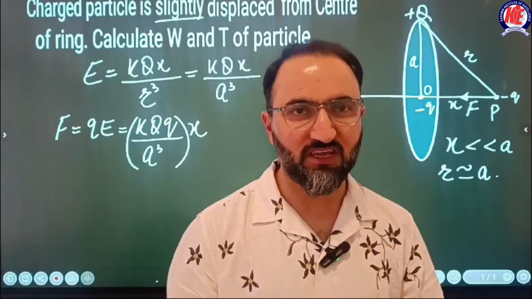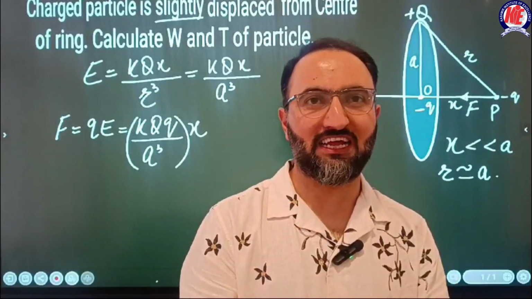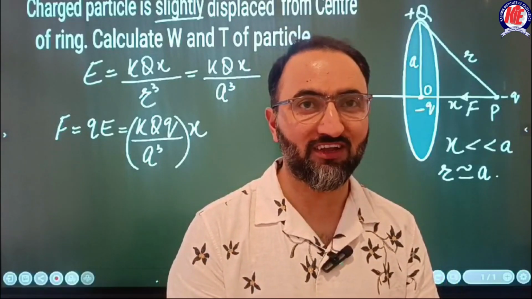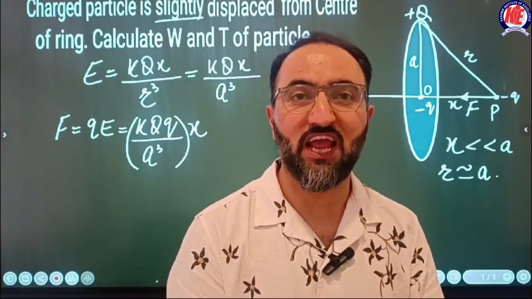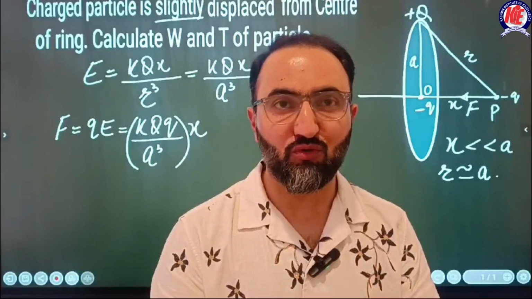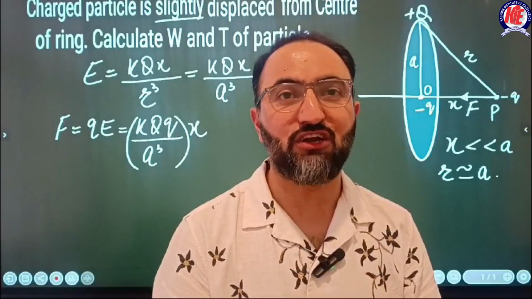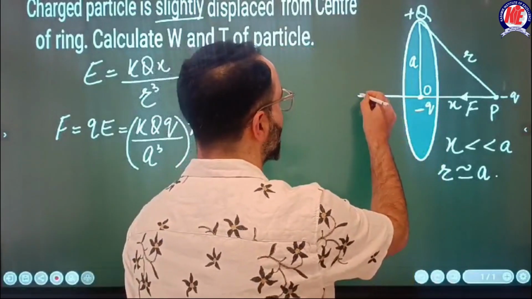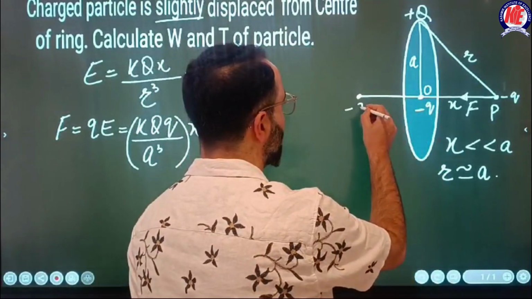But once it reaches the mean position, what's the net force on this charged particle? It's equal to 0. But it will not stop at the mean position. It will have some momentum, some velocity. Because of that velocity, it is going to overshoot the mean position and reach somewhere here. So this is the charged particle here, minus q.